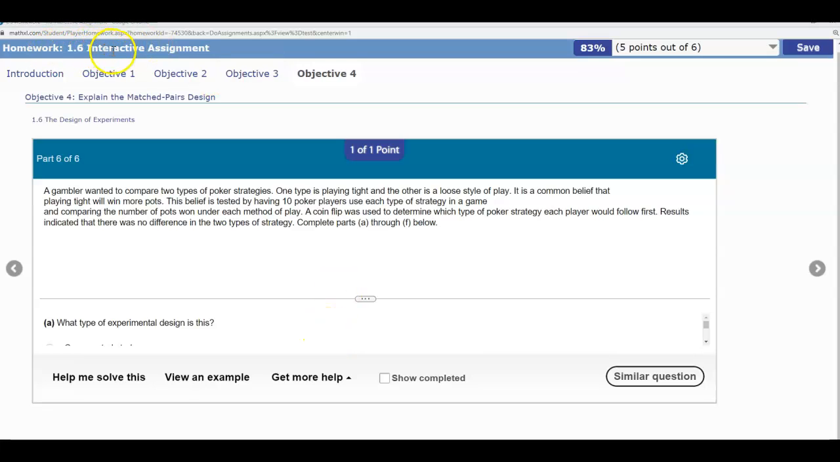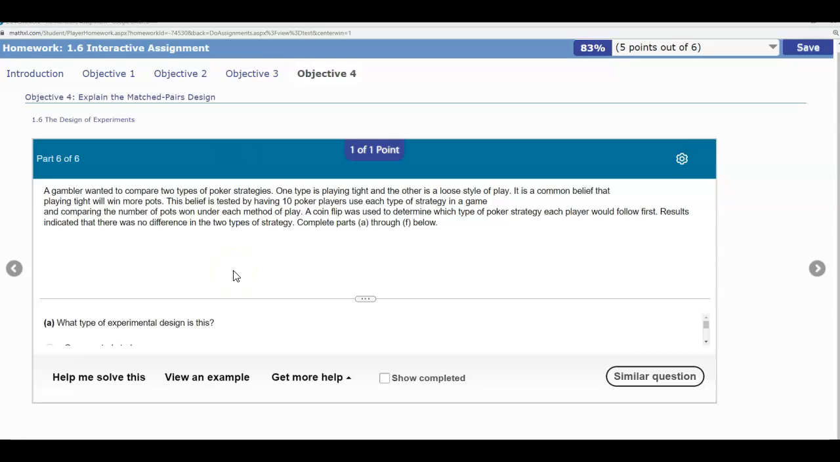Section 1.6 Interactive Assignment Objective 4. A gambler wanted to compare two types of poker strategies. One type is playing tight and the other is a loose style of play. It is a common belief that playing tight will win more pots.